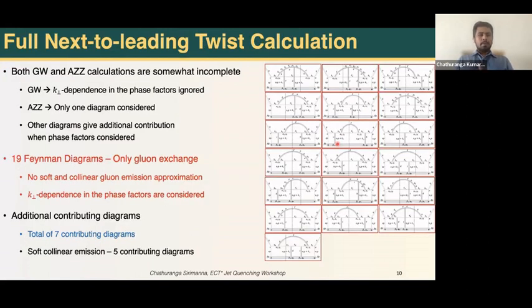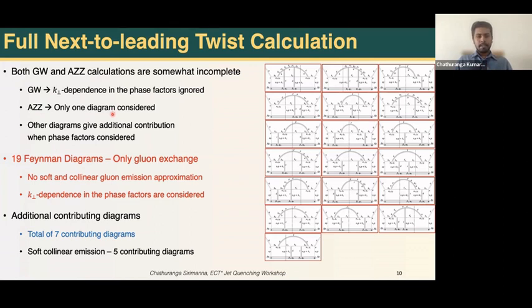This comes to our full next to leading twist calculation. The main reason for doing this full next to leading twist calculation is that both the GW and SEC calculations are somewhat incomplete. In the GW calculation, they ignore the K-perp dependence in the phase factors. On the other hand, in the SEC calculation, they only considered one Feynman diagram.